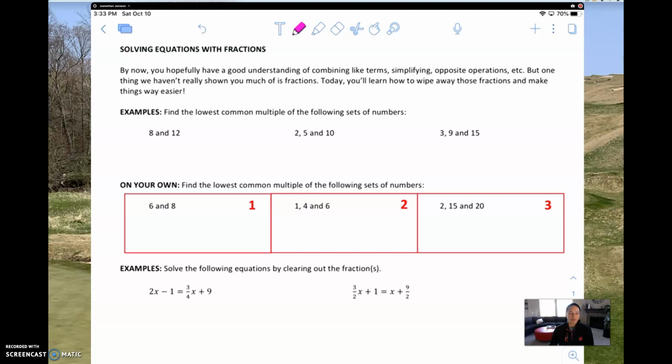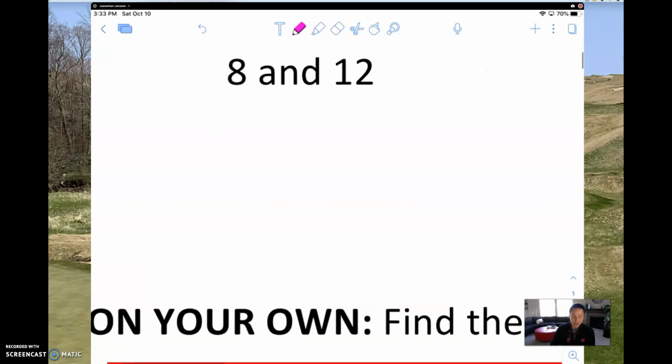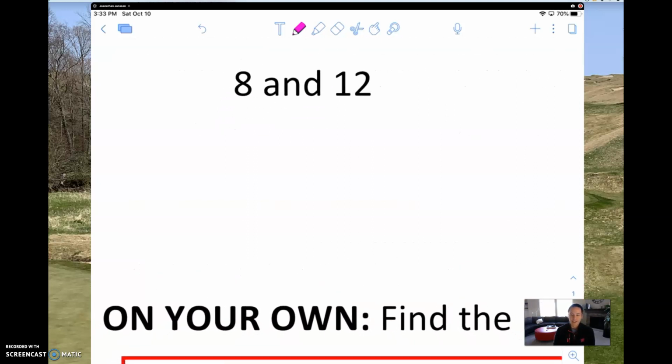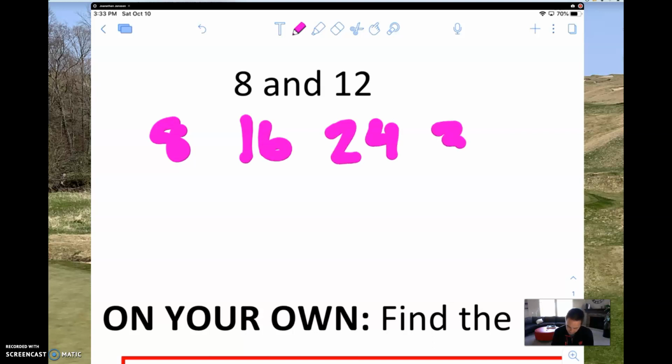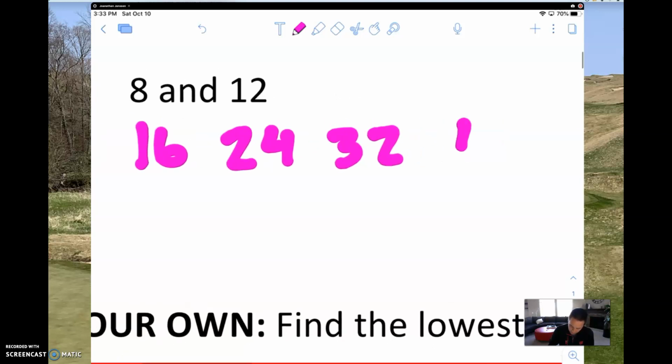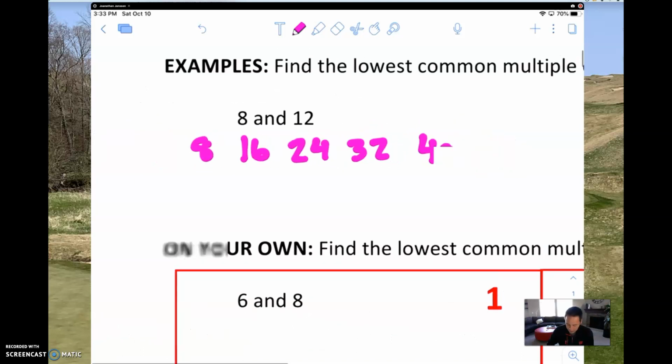So, in order to wipe out fractions, one good skill to have is to be able to identify the lowest common multiple of the following sets of numbers. You've maybe heard the abbreviation LCM, least common multiple, lowest common multiple. All you have to do is find the multiples of a couple sets of numbers and find the smallest one. So let's look at the multiples of 8. We have an 8, 16, 24, 32, 40, and you could go on and on.